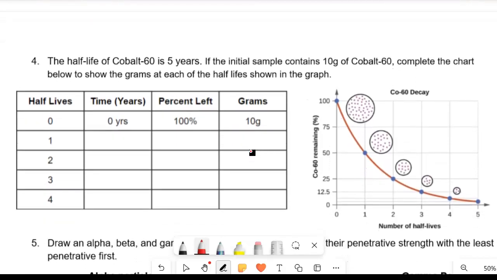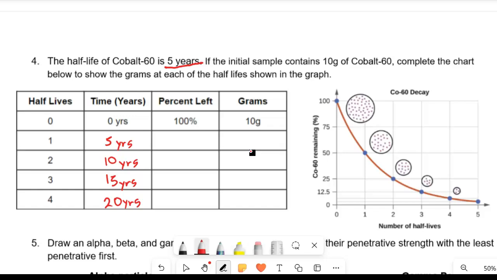Now let's talk about half-lives. The half-life of cobalt-60 is 5 years. If the initial sample contains 10 grams of cobalt-60, complete the chart below to show the grams at each of the half-lives shown in the graph. So we're starting at 0 years. One half-life is every 5 years. So one would be 5 years. Two half-lives would be 10 years. Three half-lives would be 15. And four would be 20 years.